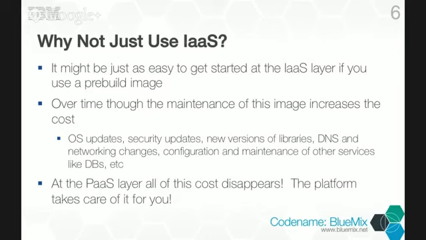But really, where the PaaS layer shines is when you talk about the maintenance of that image or images over time. So things like OS updates, security updates, new versions of libraries, DNS and networking changes, configuration, maintenance of other services like databases, all this stuff is a cost that you need to incur, your responsibility. So take, for example, the Heartbleed bug that was out about a month ago now.